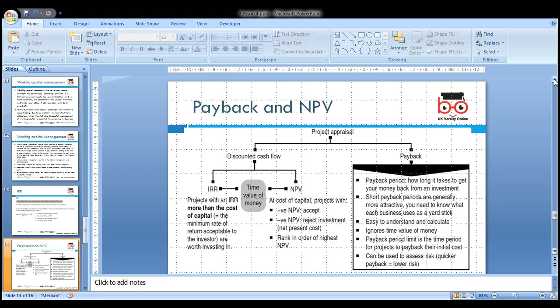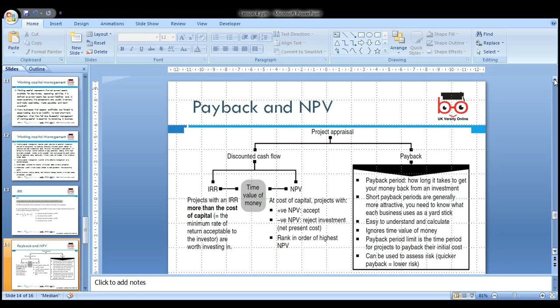For IRR, a project with an IRR more than the cost of capital, the minimum rate of return acceptable to the investor, is worth investing in. We need to calculate this when making the decision, because we are borrowing the money from various places, different sources of finance. So for the time value of money, the money now is worth more than the money we will get later.